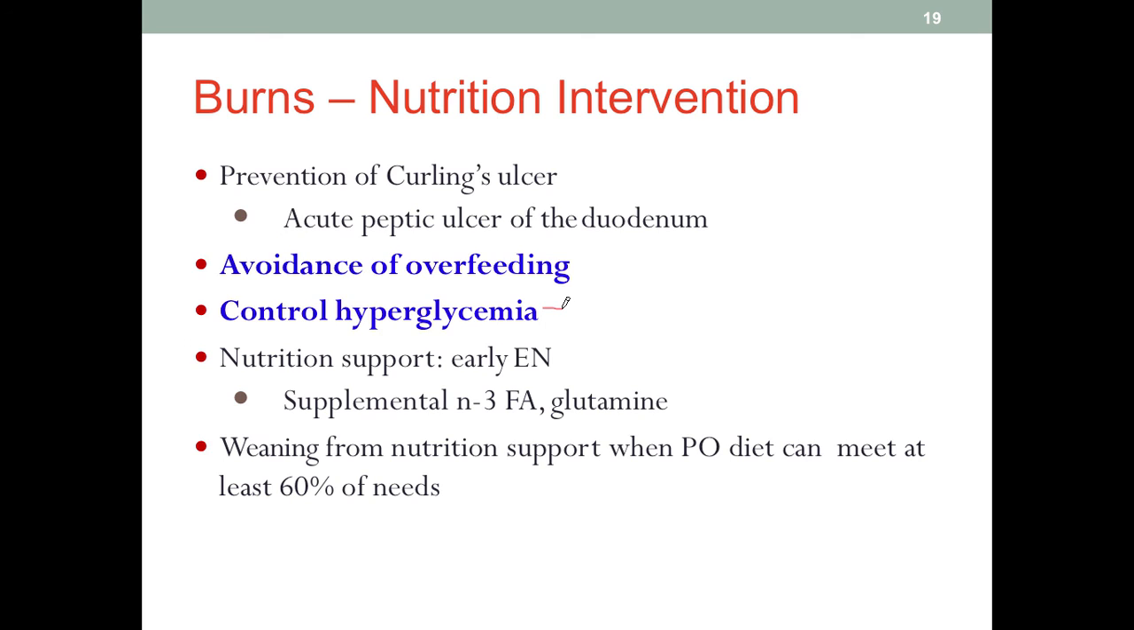In tube feeding, we can provide a supplement in omega-3 fatty acids and also glutamine. Because omega-3 is anti-inflammatory, that will help calm down the systemic inflammatory response. And glutamine is an amino acid that is helpful with wound healing, among other things. Although how much glutamine should be used is still under investigation, so we really don't have a strong guideline on that one yet, unfortunately.